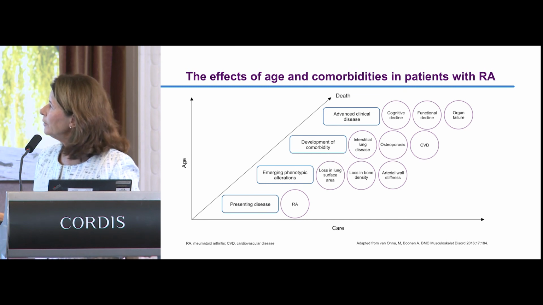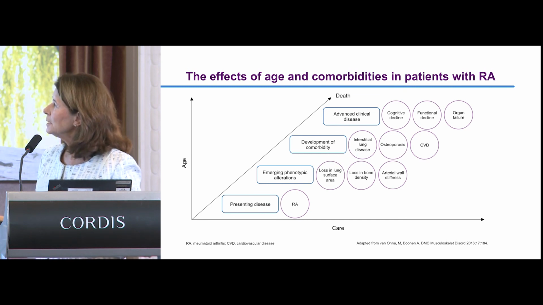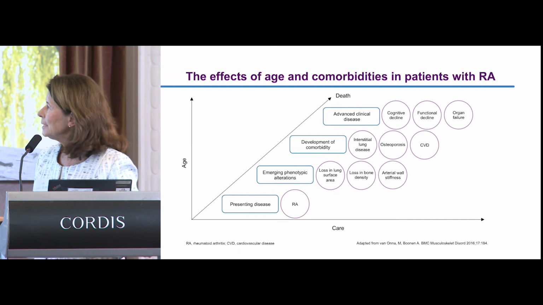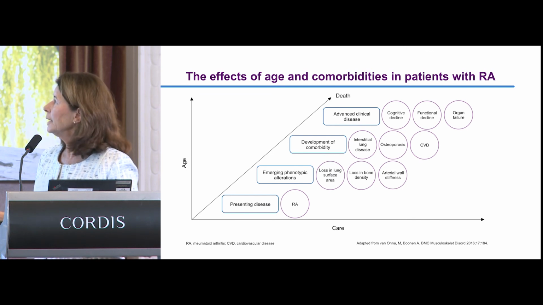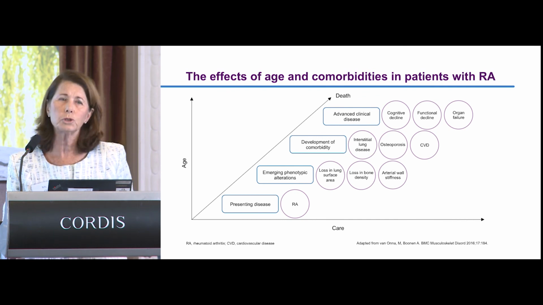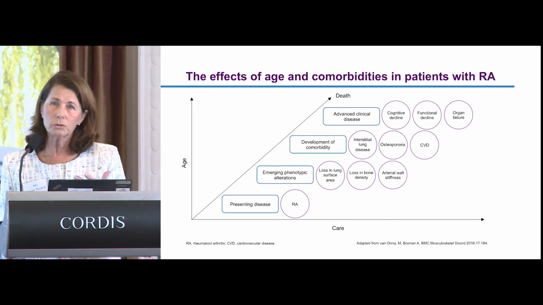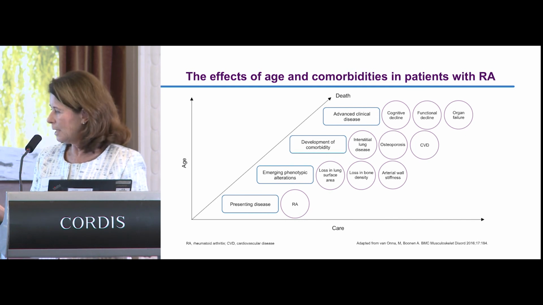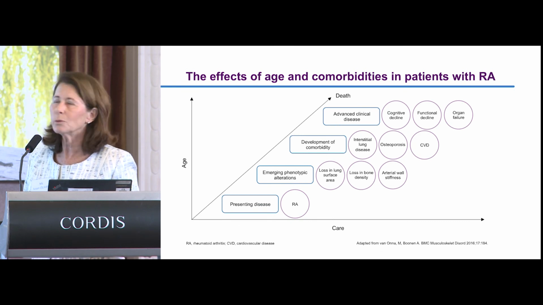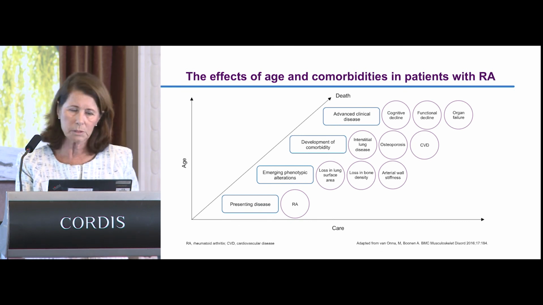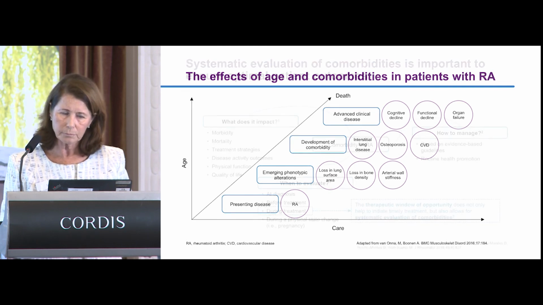And then they will develop other comorbidities: interstitial lung disease, osteoporosis, cardiovascular disease, which is a big, big factor in rheumatoid arthritis. And then they become advanced clinical diseases, where they will have cognitive decline, functional decline, and organ failure, and of course, multiple problems with joints. And those are the real issues we need to think about. We need to keep them as low as we can with their presenting symptoms here, so we don't develop all of these other problems in the comorbidities.